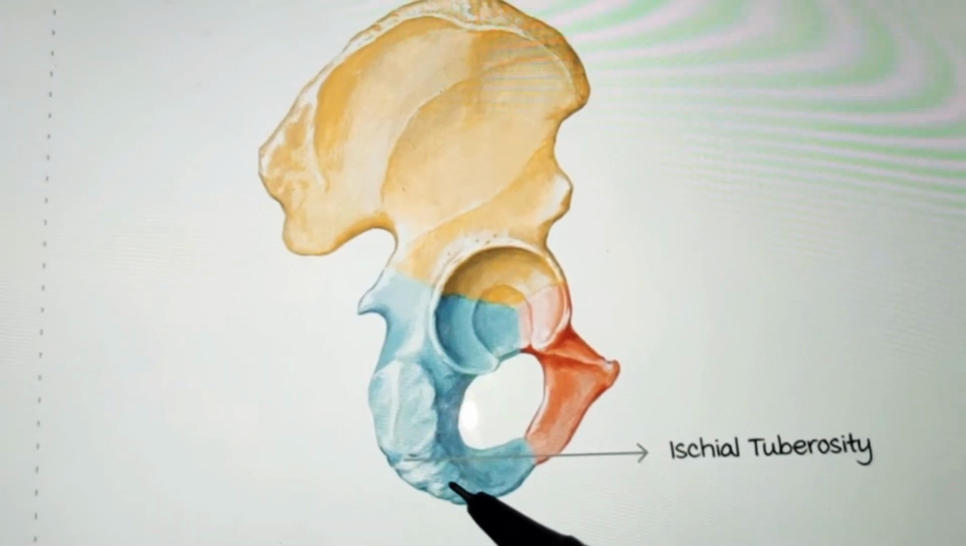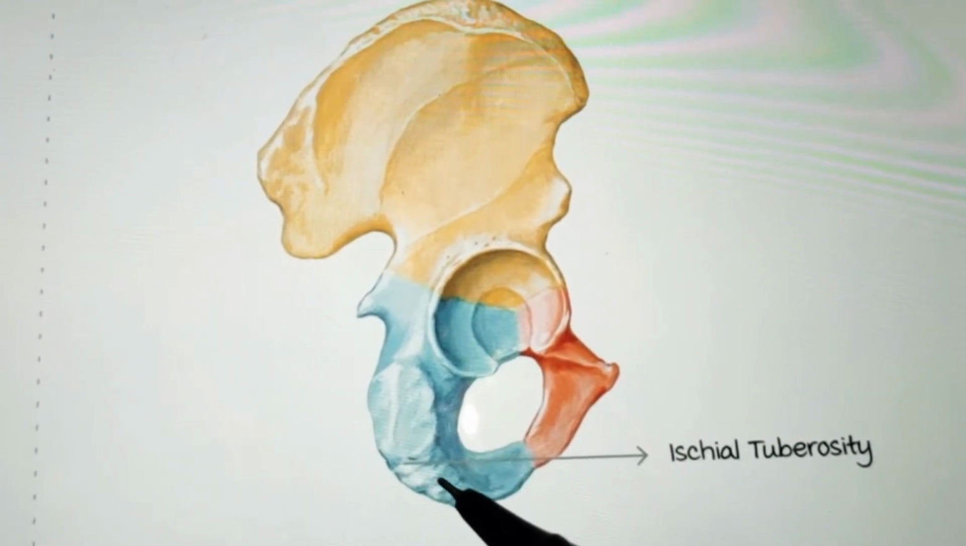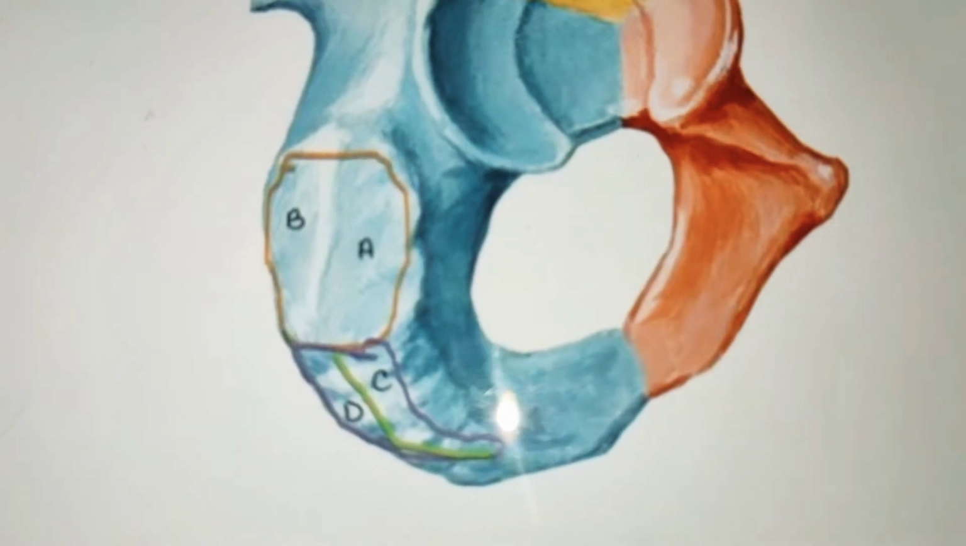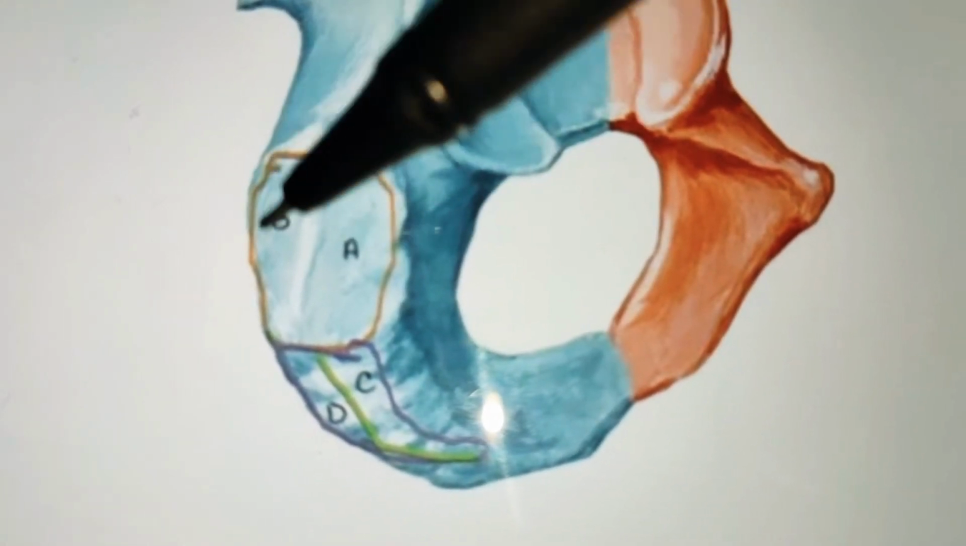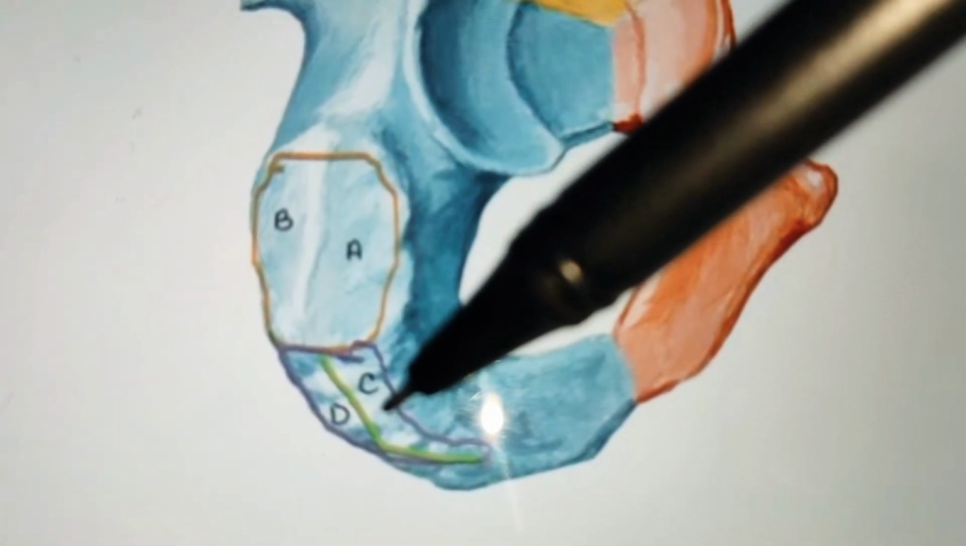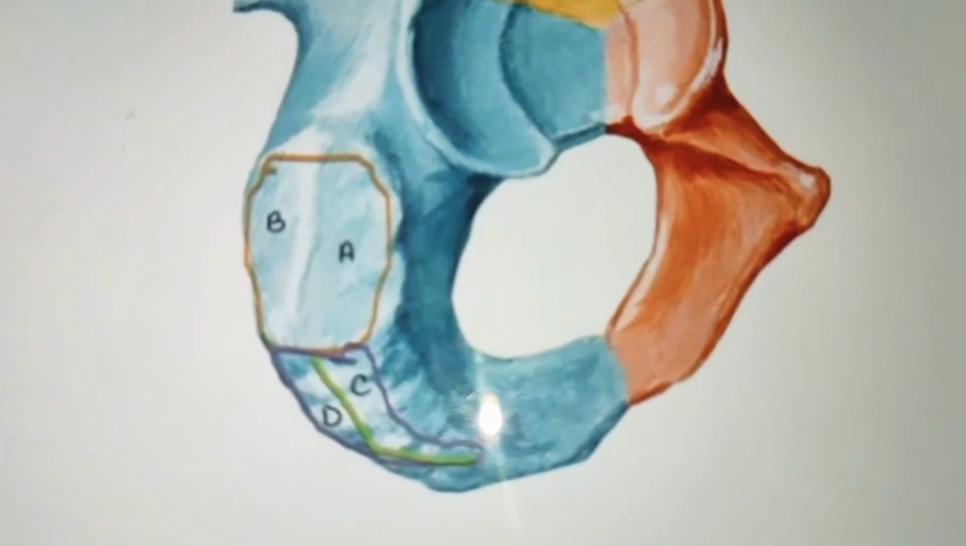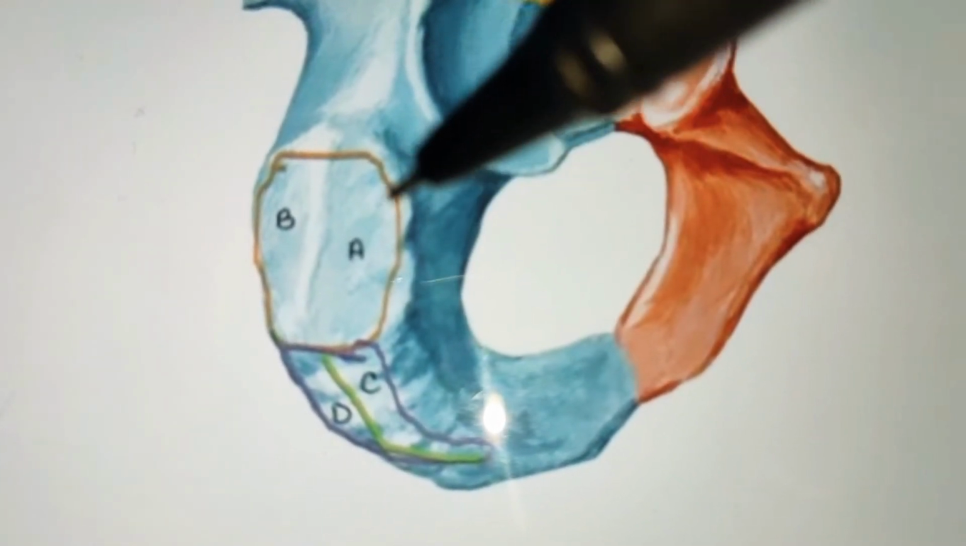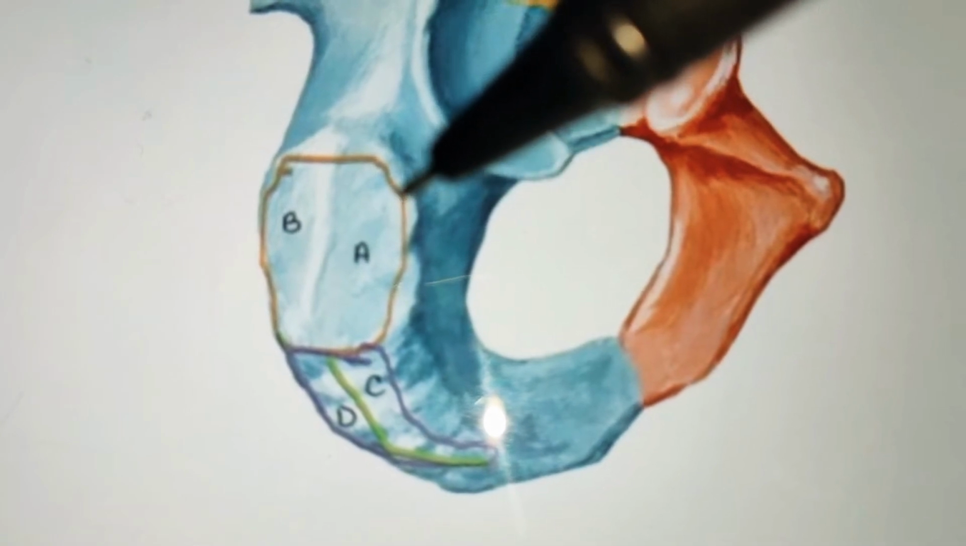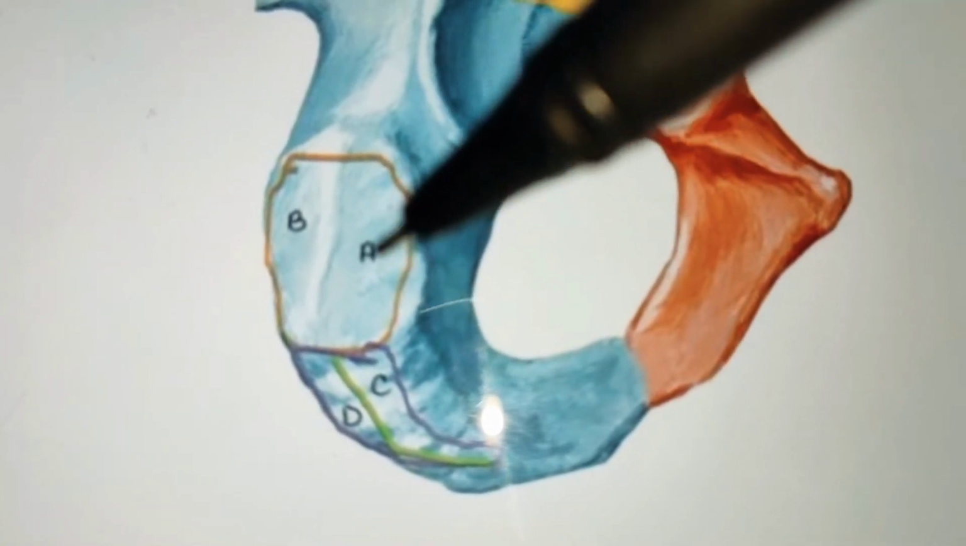This is the ischial tuberosity. It is divided into a quadrangular part and a triangular part. Okay. So you can see this is a quadrangular part. This is A, B. In between there is an oblique line, and this C, D. So let us see what are these. So you can see here A. This A is nothing but the upper lateral part of the quadrangular part of ischial tuberosity.